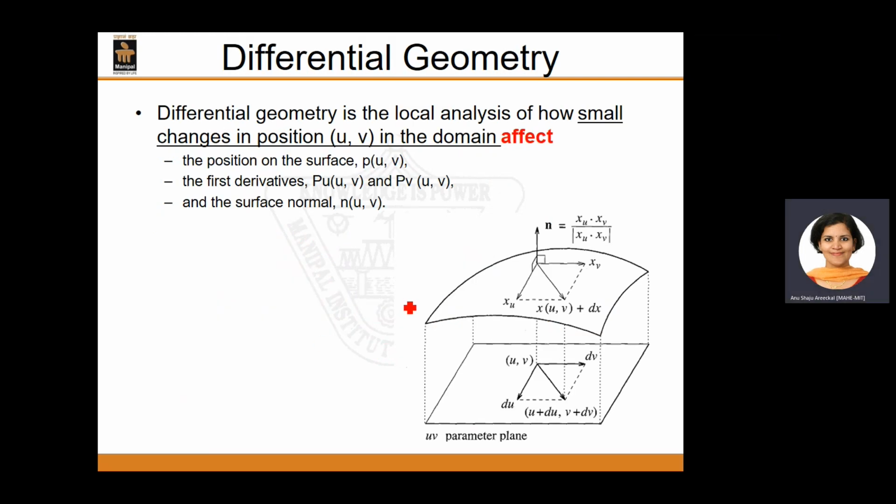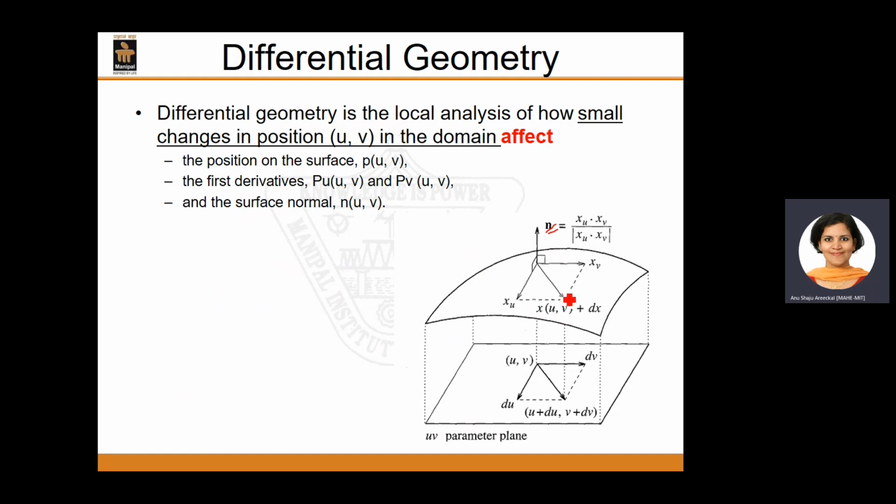So let's just take an example over here. Here we can see this is a UV parameter plane. And with respect to this parameter plane, you have a surface above. Let's say we are considering some particular point on the surface. Here we see the normal to the surface, which is given by the expression n = (xu × xv) / |xu × xv|.